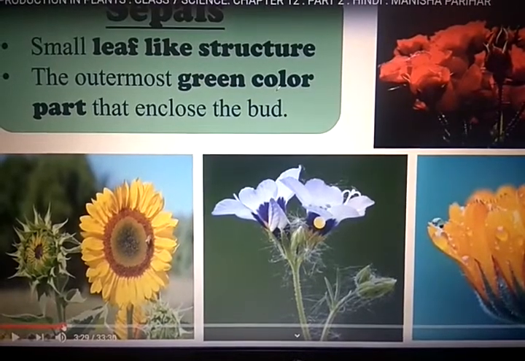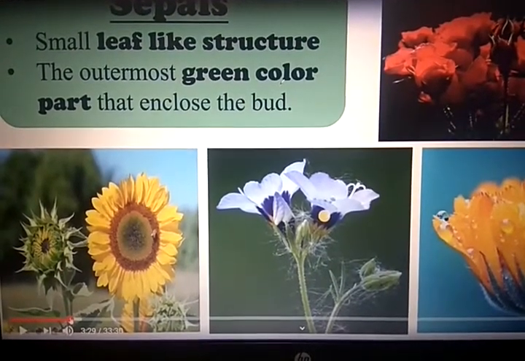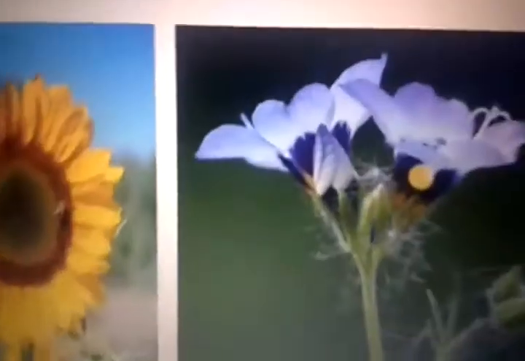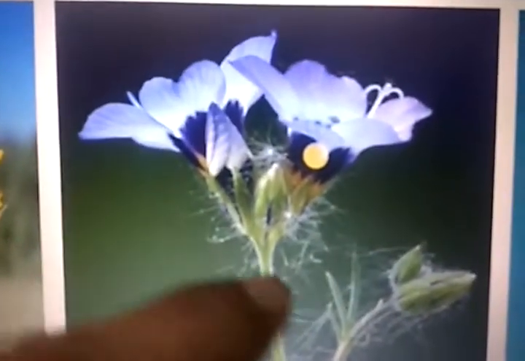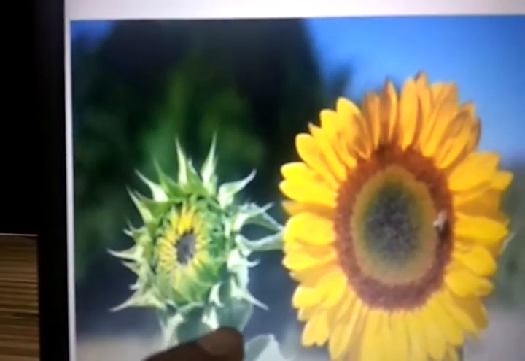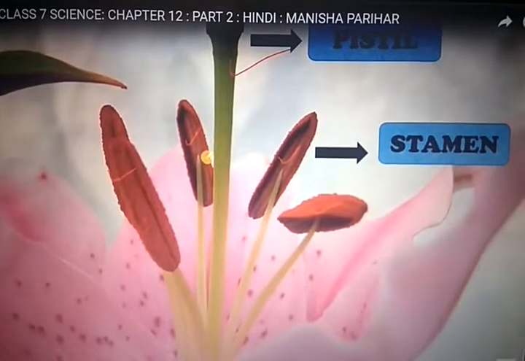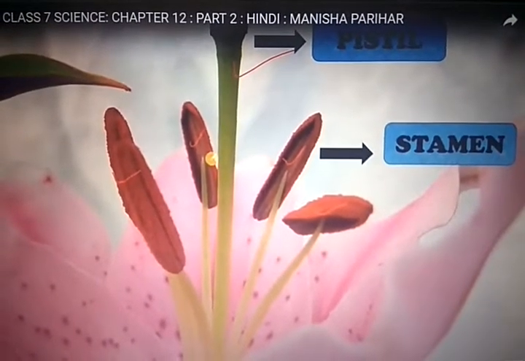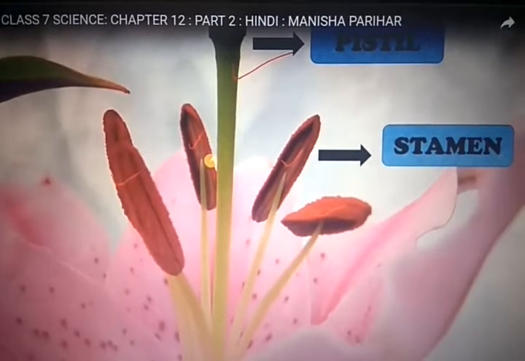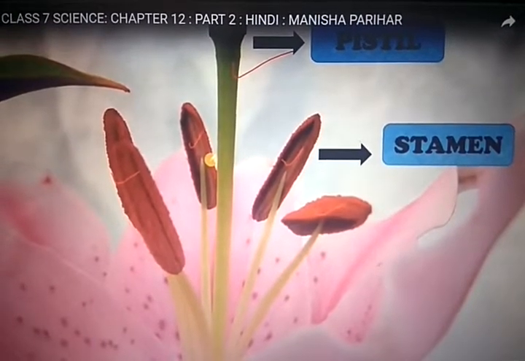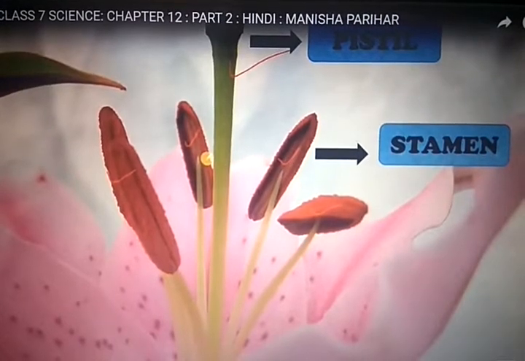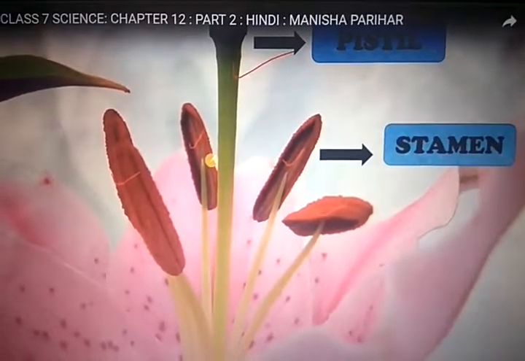So it is the sepal of the flower. As you can see, these are sepals, the sepals of the flower. Correct. Here you can see the pistil part and the stamen part. So what is meant by pistil and what is meant by stamen, that we can see in detail.